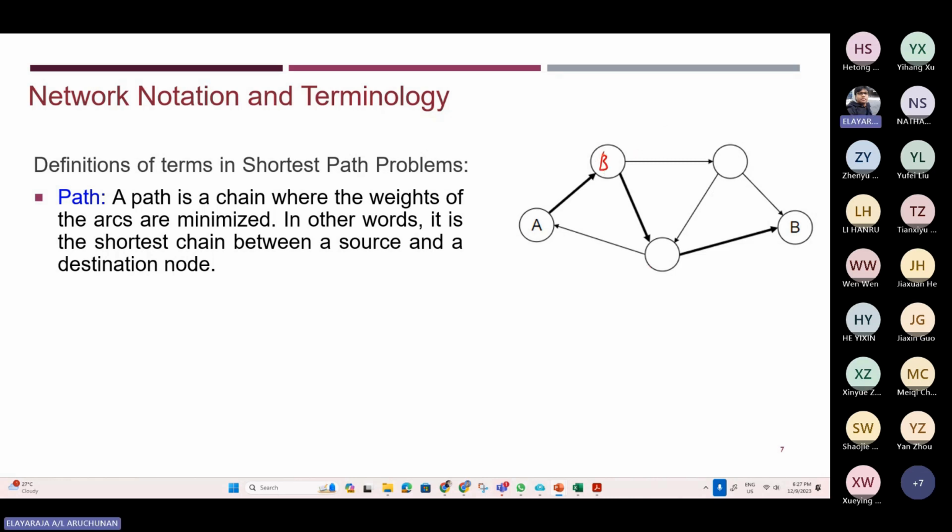Oh, sorry, A, B is already there. So maybe it's a C, D, E. Okay, so we see the destination from A to B. So we need to choose the shortest distance. Probably, for example, this A to C could be shorter than the distance from A to D. So this could be, for example, 6.